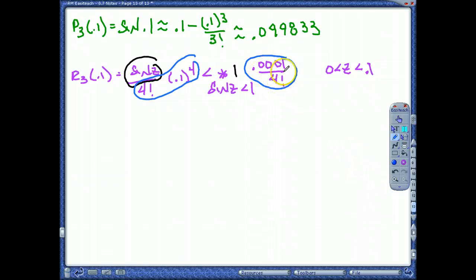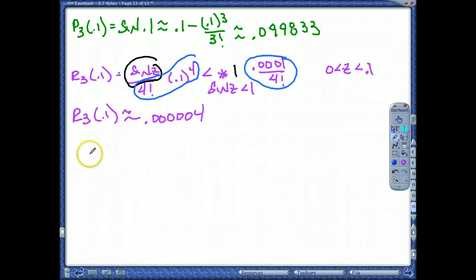All right. So when I look at this guy right here, I know that what I have for my R sub 3 is going to be approximately all of this right here, 1 times 0.0001 divided by 4 factorial, which is 0.000004. So 1, 2, 3, 4, 5 zeros, got them.